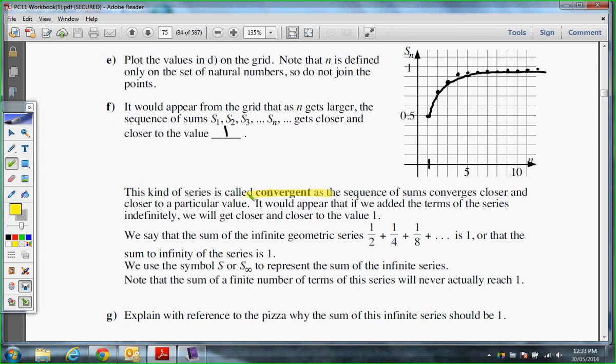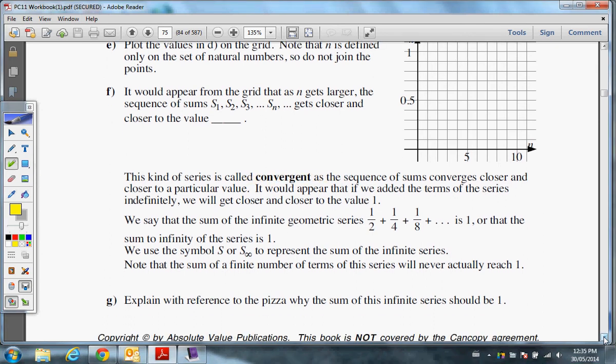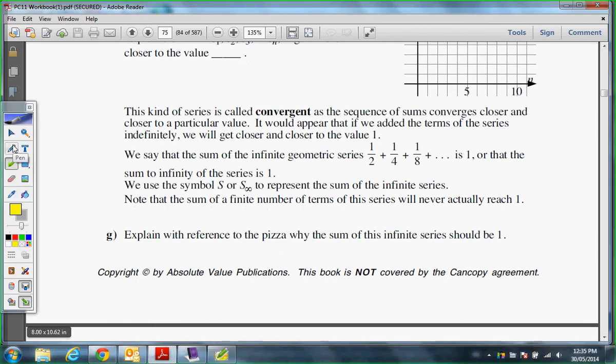It would appear that if we add the terms of this series indefinitely, we'll get closer and closer to the value of 1. We say that the sum of the infinite geometric series is 1 because if we do it forever, it gets close enough where we can just assume that it gets to 1. So what that means is that if we just keep adding for the rest of our lives, we're going to get 0.99999999999 all the way through, and we'll just view that as 1. We're saying, okay, it's going to 1. We know that, so we're going to put 1. Okay? So then it says here on G, explain with reference to why the sum is going to be 1, because eventually the pizza will be gone. For our example, eventually the pizza will be gone.